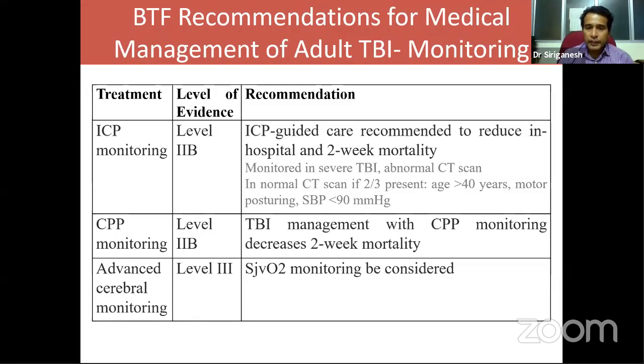these are the indications. Abnormal CT scan in patients with severe traumatic brain injury is an indication for ICP monitoring. And if the scan is normal in severe traumatic brain injury, if two of the following three are present: age more than 40, abnormal posturing, and BP less than 90 mm of mercury. For CPP monitoring, the recommendation is if ICP is monitored, CPP monitoring is desirable as it decreases 2-week mortality. And for advanced cerebral monitoring, jugular venous oxygen saturation monitoring can be considered, especially if you are considering hyperventilation.